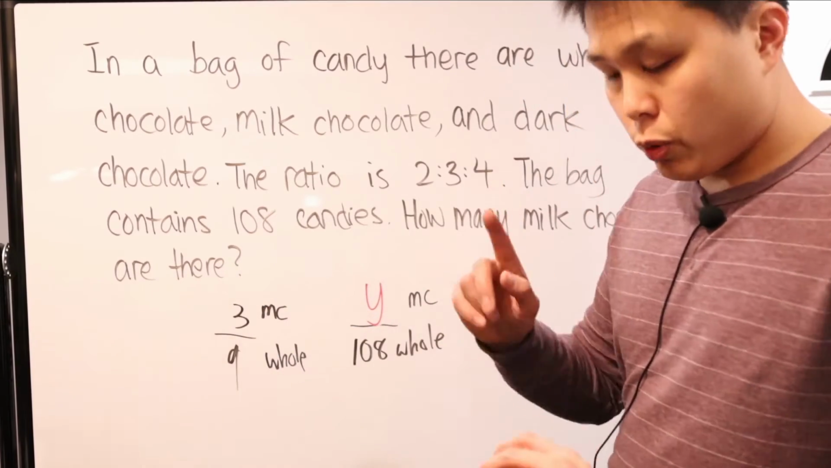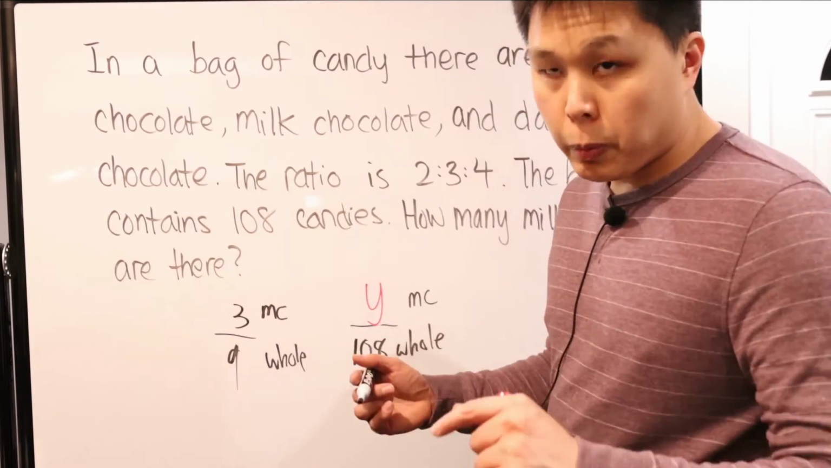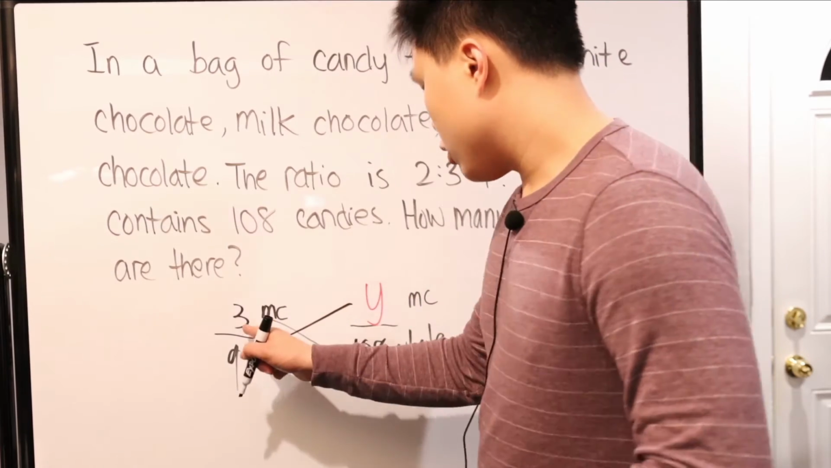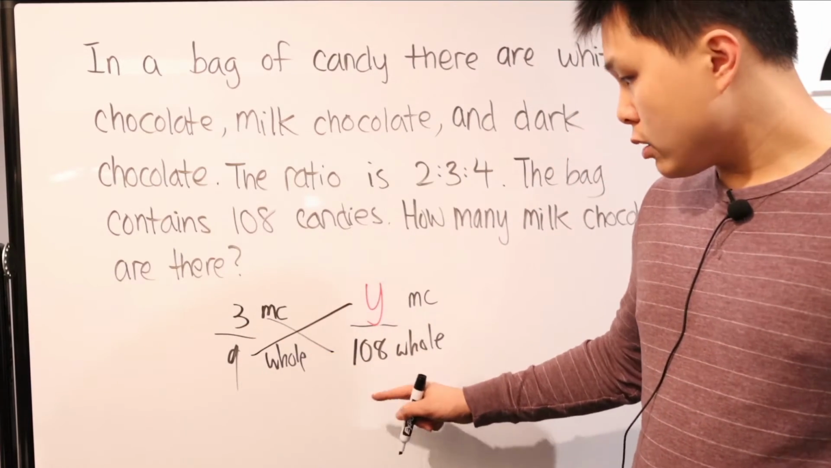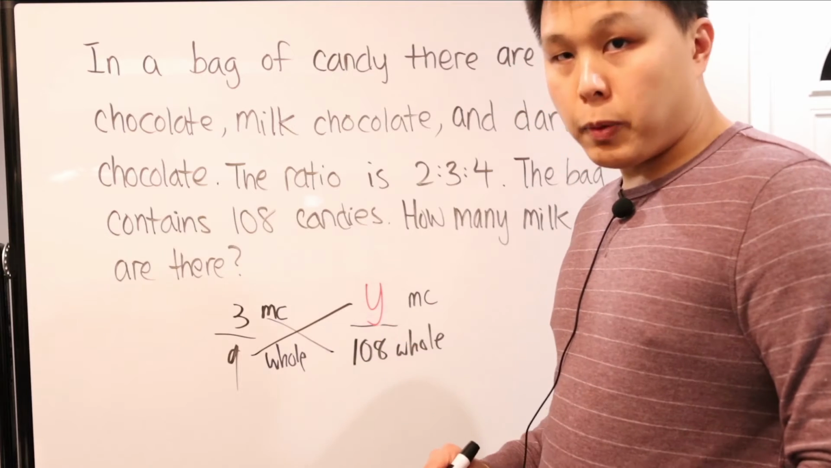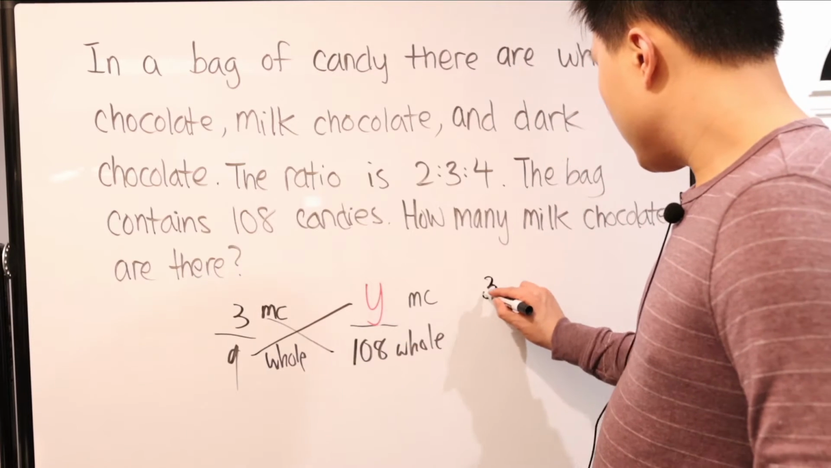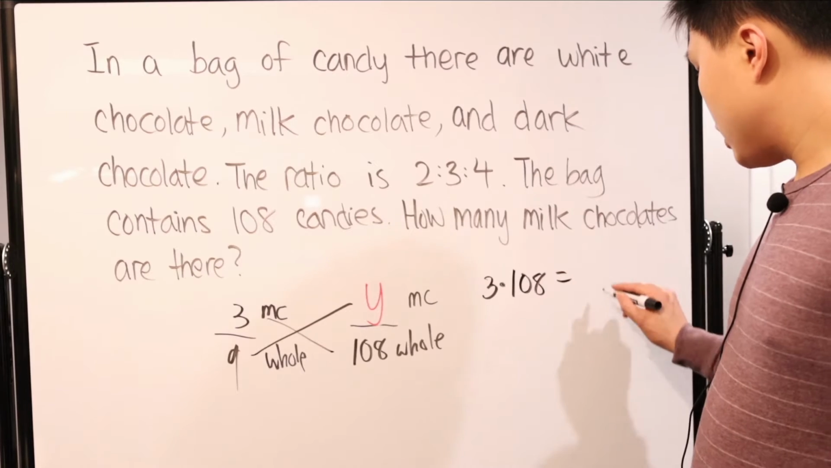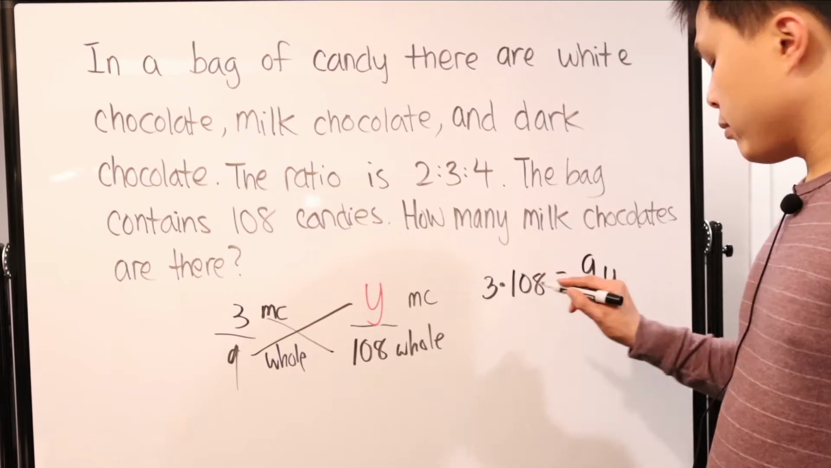This must be the whole group. So what you do then, because they're supposed to be proportional, you cross multiply it. So basically 3 is gonna multiply by 108, and 9 is gonna multiply by Y. So we're gonna do 3 times 108 equals 9 times Y. There it is.